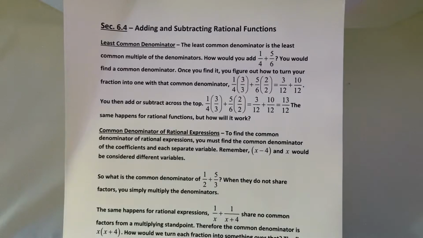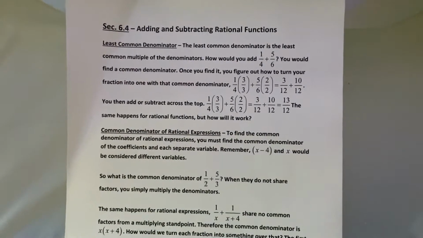Okay, so the common denominator of rational expressions. To find the common denominator of rational expressions, you must find the common denominator of the coefficients and each separate variable. Remember, things like x minus 4 and x are considered different. When something has a number added or subtracted to it, you can't say, well, they both have an x, that must be a common denominator, and just tack on a minus 4. That's not how it works. It has to be something you can multiply by, so the moment adding or subtracting is involved, there are different factors.